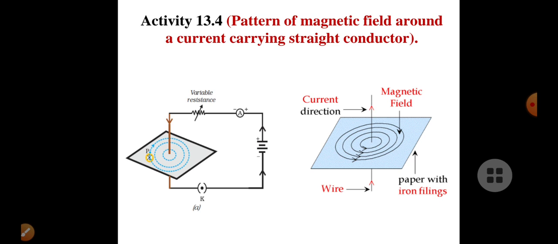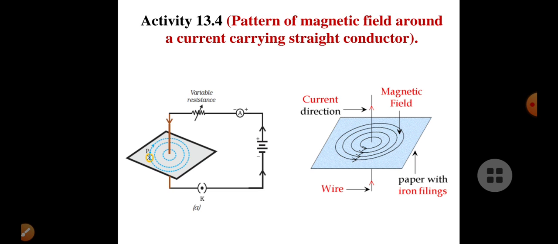So what is this pattern? As you can see, beta, in the diagram, these are circles. And what type of circles are these? These are a number of circles, but every circle has a single center. Such circles are known as concentric circles. Con means common, centric means center, circles means circles. So these iron filings will arrange themselves in a number of circles which have a common center, and the common center means this wire.